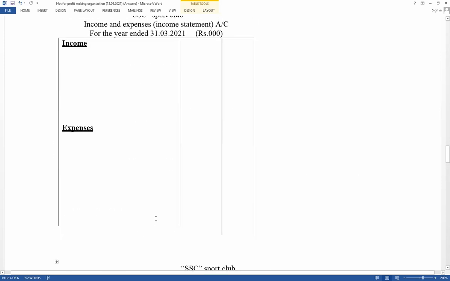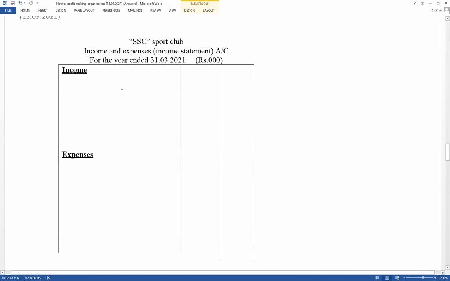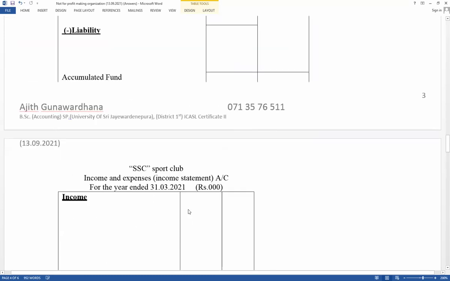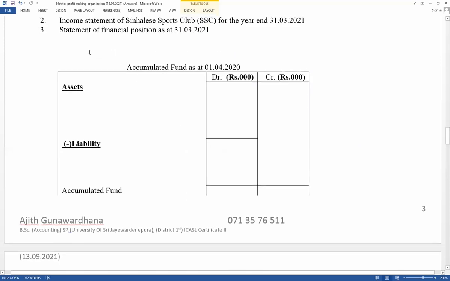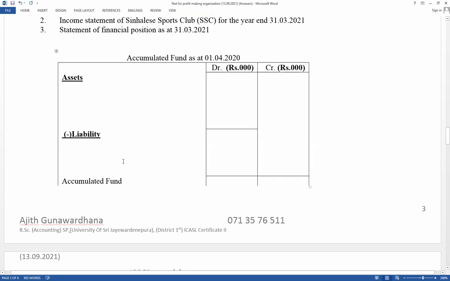Think about the income statement: income minus expense. As well as there's the accumulated fund opening balance also. You have to prepare a separate statement for that. It can be calculated as assets minus liability. Right now, start from the beginning. First one, try to complete the accumulated fund. Only opening assets and liabilities should be included.